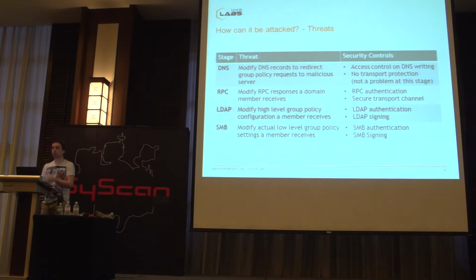So second stage, we've got RPC. That has authentication associated and a secure transport channel. We move on to LDAP. We've got LDAP authentication and LDAP signing as the security controls there. And at SMB, where we'd actually be modifying the low-level group policy settings if we were exploiting it, we've got SMB authentication and we've got SMB signing.